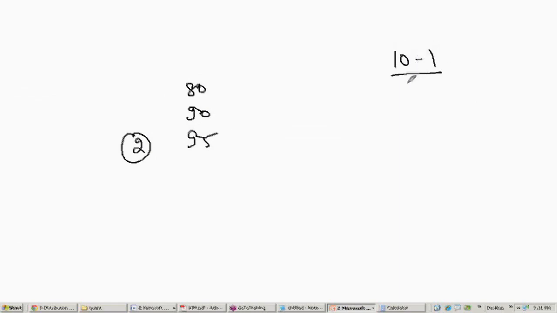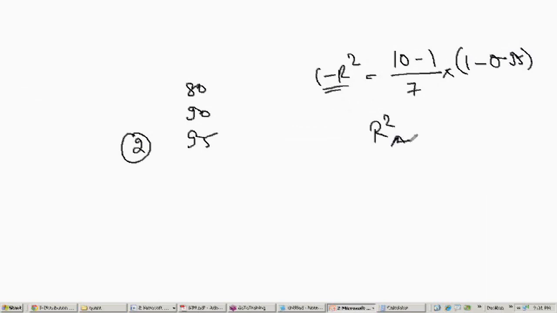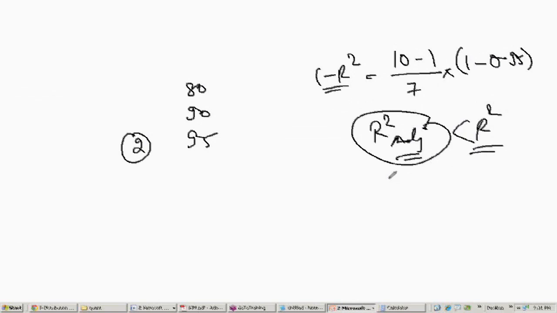When you are talking about 10, n minus 1, n minus k minus 1, that is 7, divided by 1 minus r square, which is 95 over here, and this is your 1 minus r square. So what we will say is, r square adjusted will typically be lesser than the r square. If r square adjusted is increasing, we will add the variable. However, if r square adjusted is not increasing, we will not add the variable, because that variable is not adding any value.